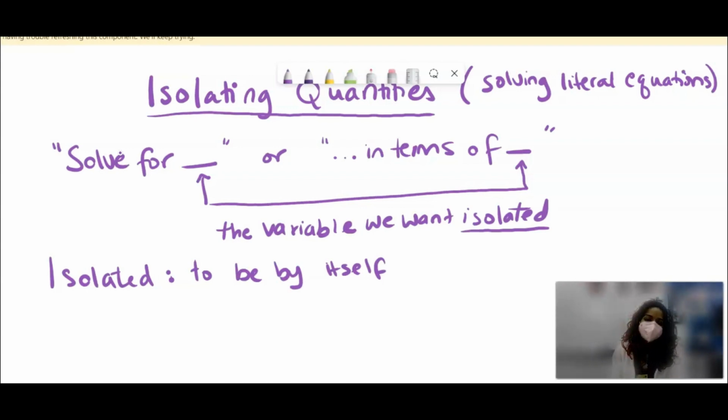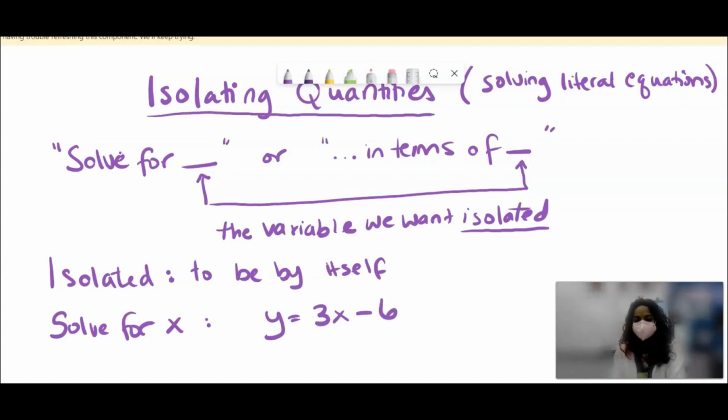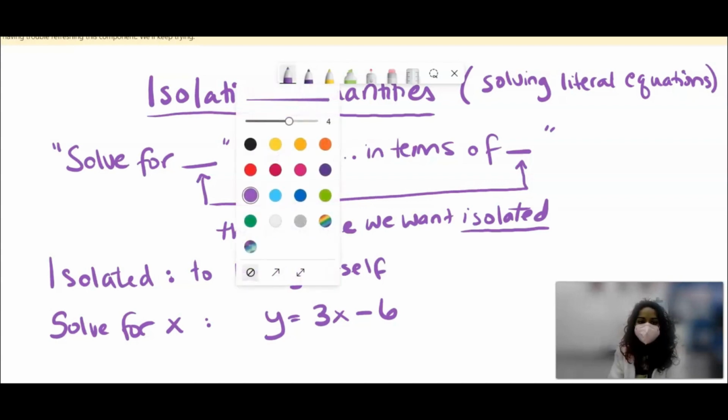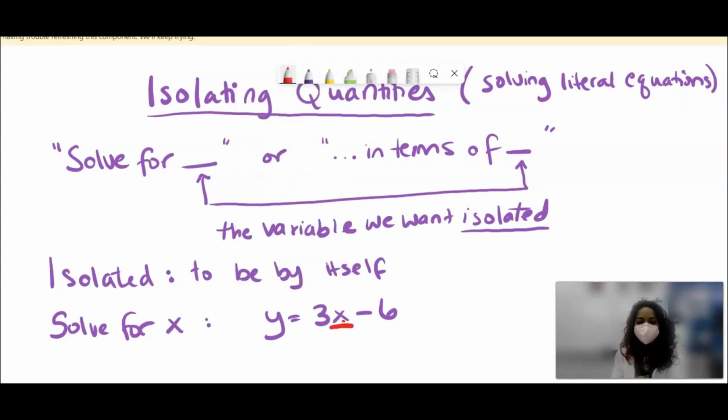So if I say solve for x and my equation is y equals 3x minus 6, then what variable do I want by itself? I want x by itself. That means I'm going to highlight what I want by itself, and I'm going to get rid of everything else. So in order to get x by itself, I'm going to peel it like an onion. The layer that's farthest away is what I'm going to move first.